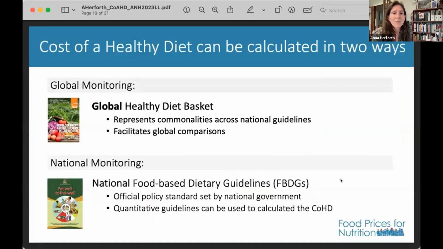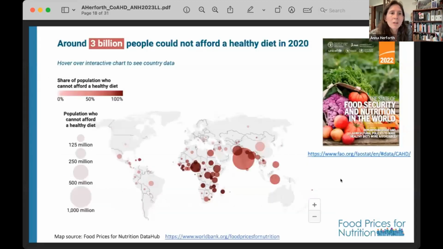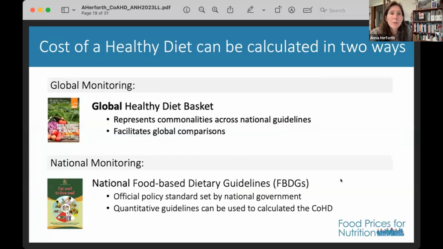And this has been calculated with a global data set, again, maintained by the International Comparison Program. And this is useful to be able to use the same data set and the same standard across countries to be able to come up with a global figure and be able to track that. But we can actually also calculate the cost of a healthy diet in two different ways.